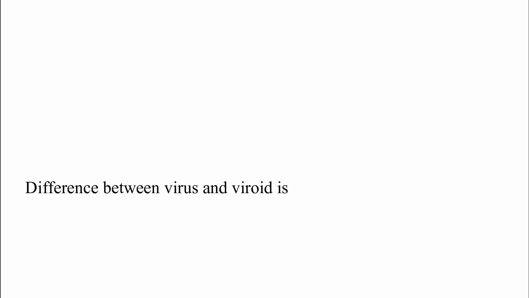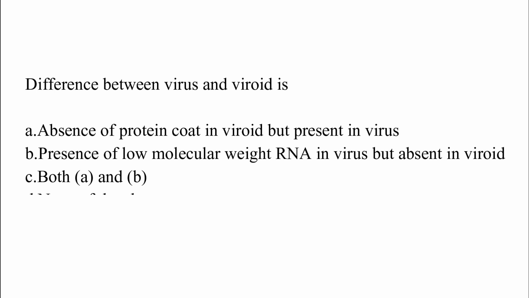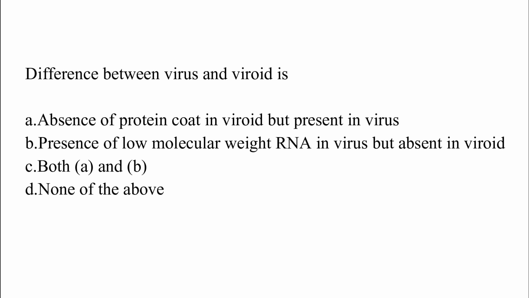Difference between virus and viroid is option A, absence of protein coat in viroid but present in virus. Option B, presence of low molecular weight RNA in virus but absent in viroid. Option C, both A and B. Option D, none of the above. The correct answer is option A, which is absence of protein coat in viroid but present in virus.